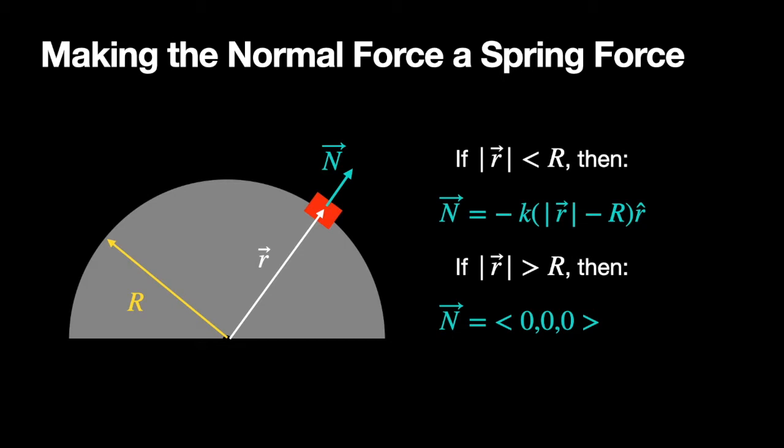And if the magnitude of the position of the ice is greater than the radius of the bowl, then the normal force is 0. Okay? And so you can imagine this bowl pushing the ice away, and the ice temporarily loses contact, but then it falls back and hits the bowl again until it never does that again. So that's what we're going to do.